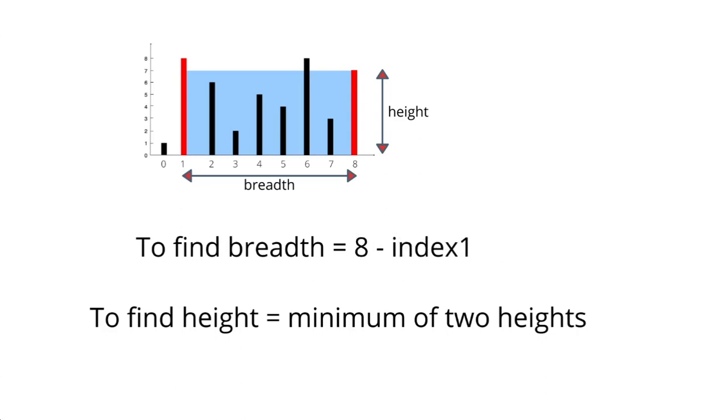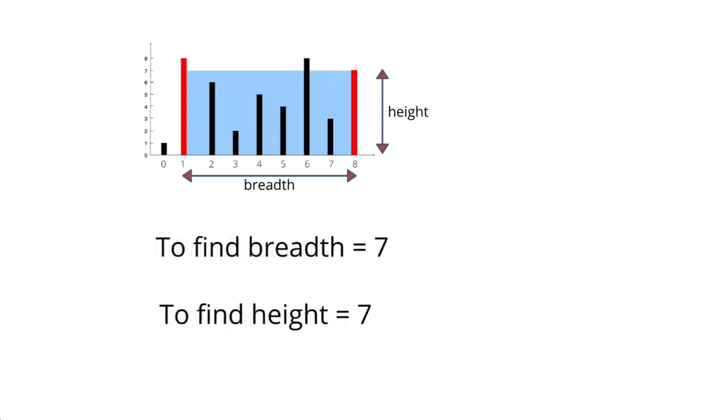To find the breadth, the index 2 is 8 and index 1 is 1. If we find the difference between those, it will be 7, and to find the height, it will be the minimum of the two heights. This is 8 and this is 7. The minimum is 7. So we have height and we have breadth. What we do is just multiply them. Like in a rectangle, we can find the area of this container by multiplying height into breadth, which is 49, the answer you see in that example. So let's get into the implementation.